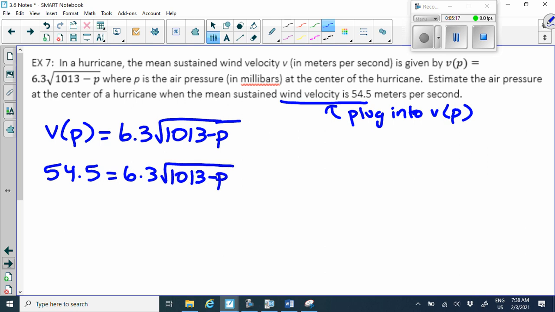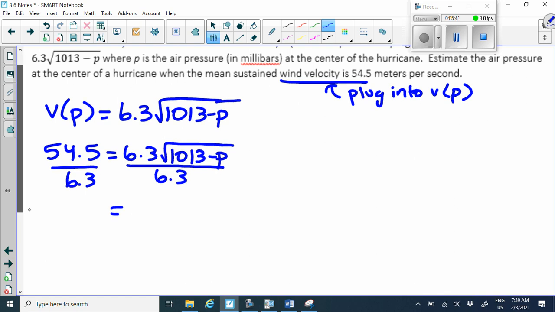So we actually did this in our 3.5 notes when we're trying to solve. So remember, we're trying to get the square root, because that's going to be our base there. We have to isolate that. So in order to do so, we need to divide both sides by 6.3. And of course, you will have to use your calculator to do this, okay? So when we do 54.5 divided by 6.3, we'll round to 2 decimal places. That might be a little bit better. So we'll have 8.65 equals the square root of 10,013 minus p.